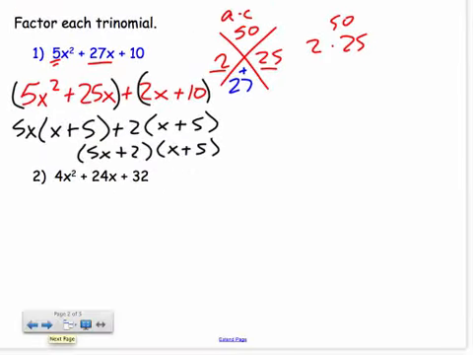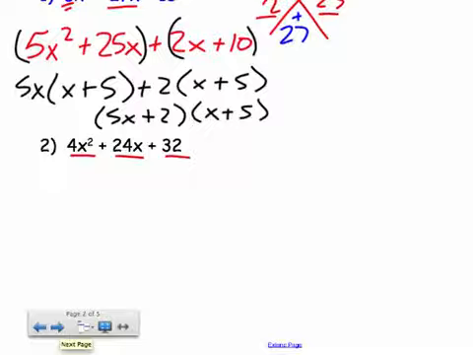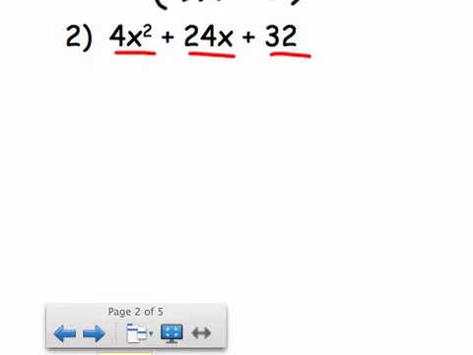So let's look at the second one. When I look at this, I could immediately jump into my a times c and go through what we just did and group them. But if I look at all three terms, I can factor something out right away. If you notice, all of them have a 4 that can be pulled out. There's a GCF of 4 in all three terms. So I'm going to go ahead and pull that 4 out.